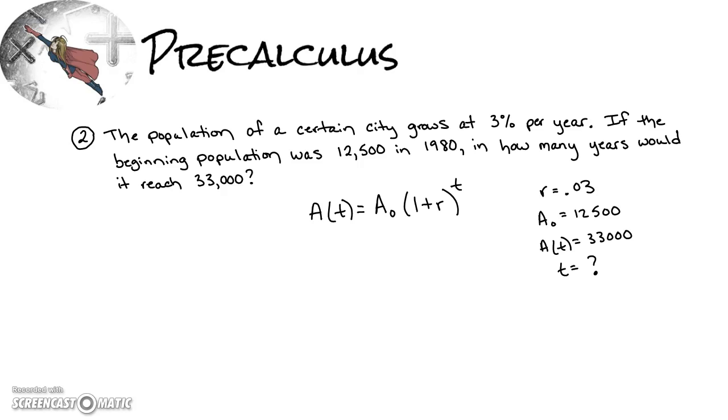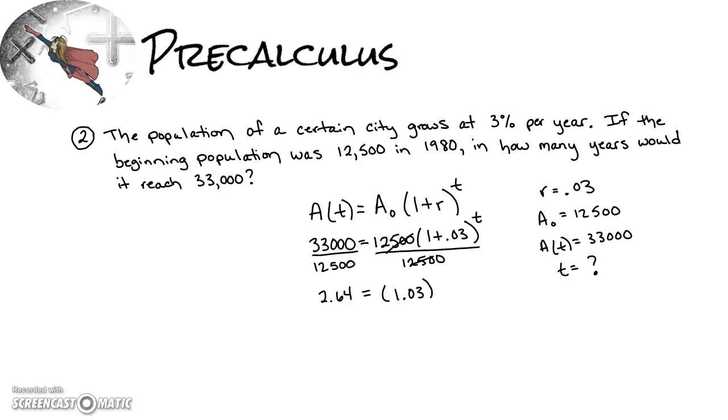So now we can just plug in every number that we have. So this would be 33,000 for the future amount. A0 was 12,500. 1 plus r, so that's going to be 1 plus 0.03 to the t we don't know. So now we're solving for t. So divide both sides by 12,500. And you can do that in a calculator. So that is 2.64. That cancels. And then over here we could add, that's 1.03 altogether to the t.